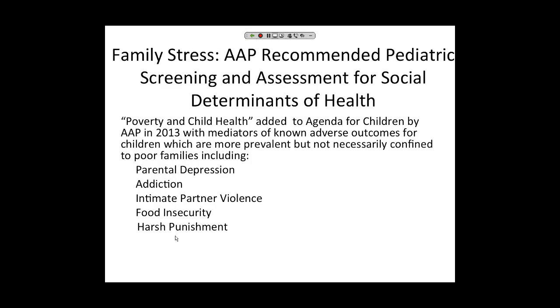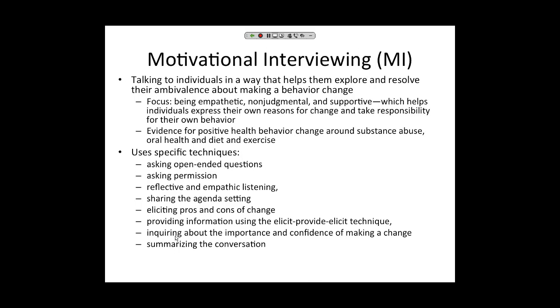There are a number of AAP recommendations that address conditions that are associated with family stress and are known to be the so-called social determinants of health. These conditions are more common in poor families, but not exclusively so by any means. Some of these factors recommended by the AAP for screening and assessment that we will address include parental depression, addiction, intimate partner violence, food insecurity, and harsh punishment.